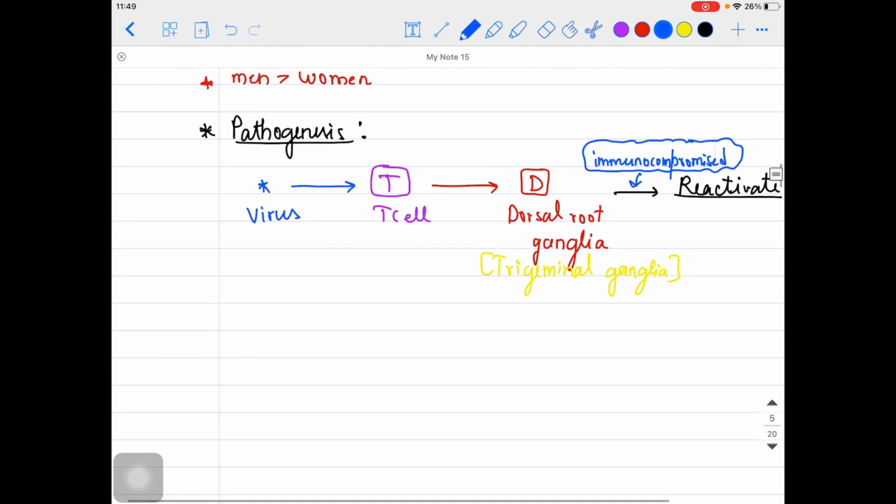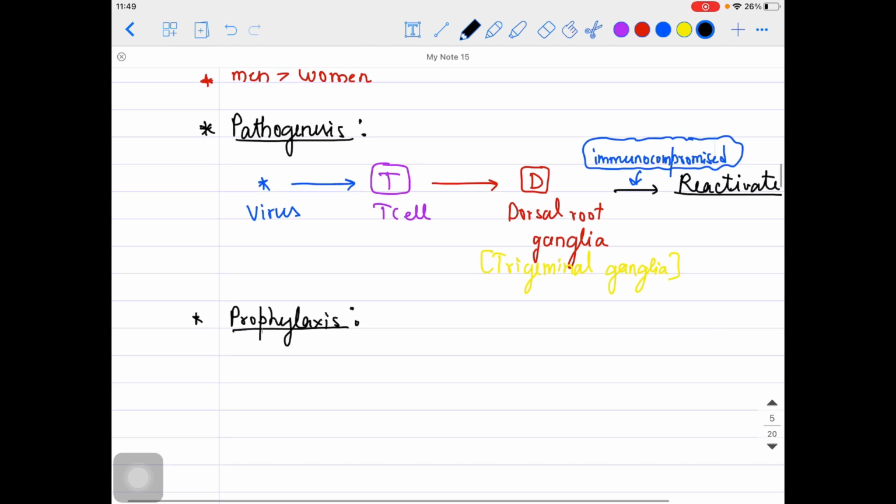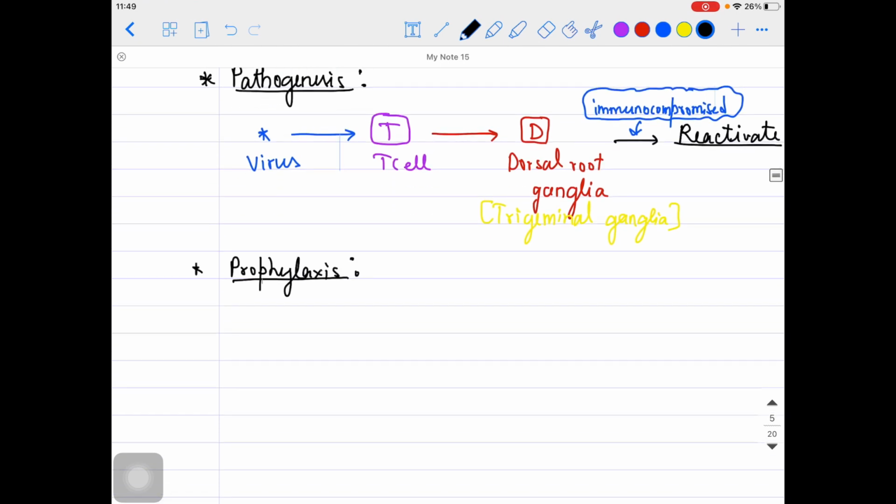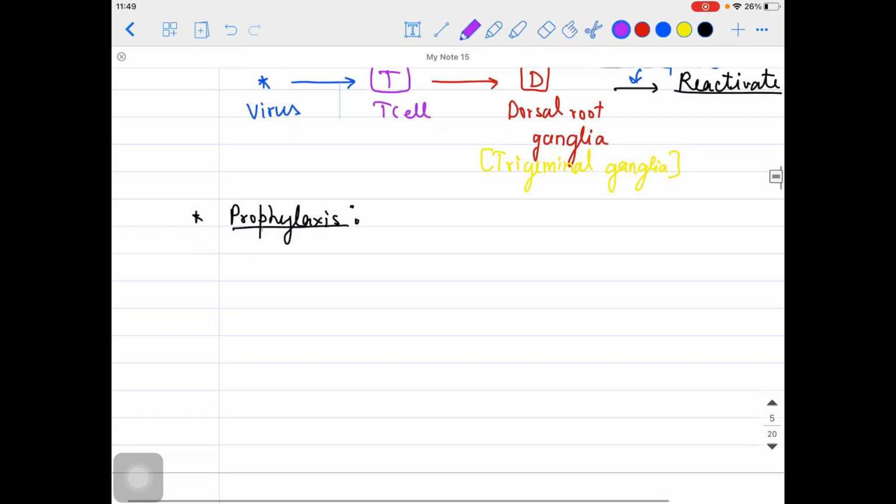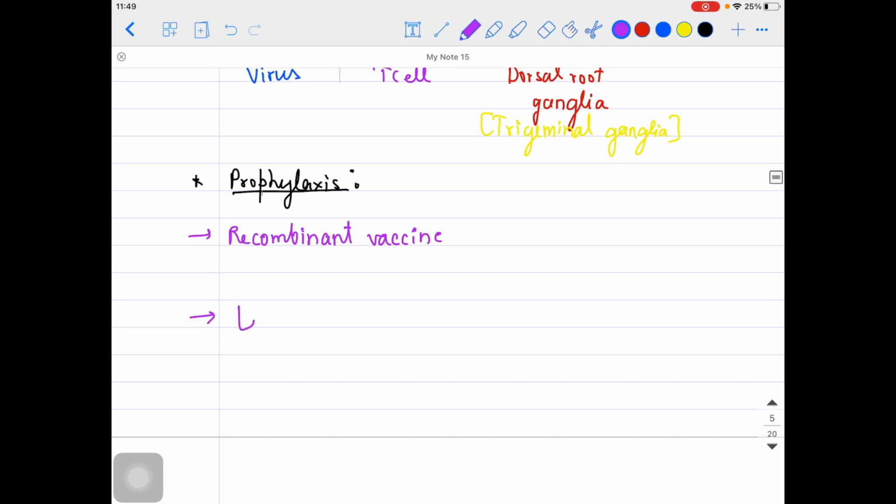For prophylaxis purposes, what we can do is there are vaccines available over there. In the US and elsewhere they are getting the vaccines as well. Two kinds of variants are available. One is the recombinant vaccine, and another one is the live vaccine.